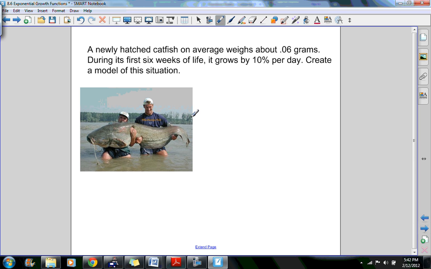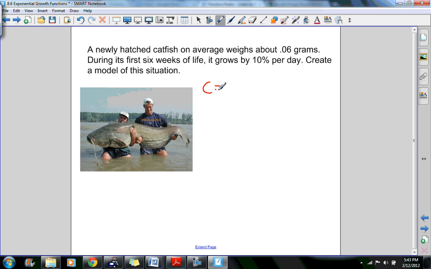So it's pretty sweet catfish here. Did you know that newly hatched catfish on average weighs about 0.06 grams? During its first 6 weeks of life, it grows by 10% per day. Create a model of the situation. So we have to figure out our values.